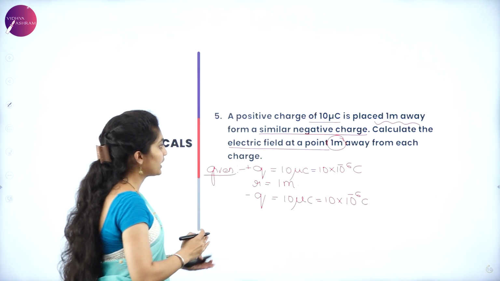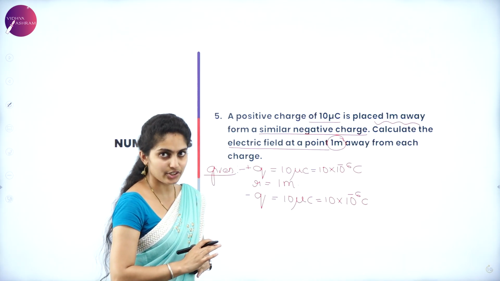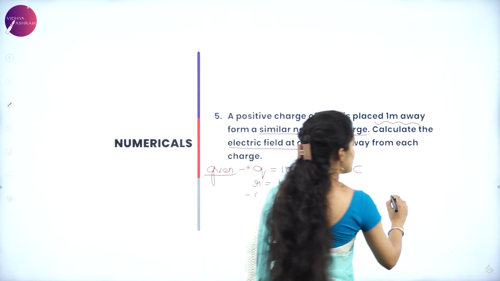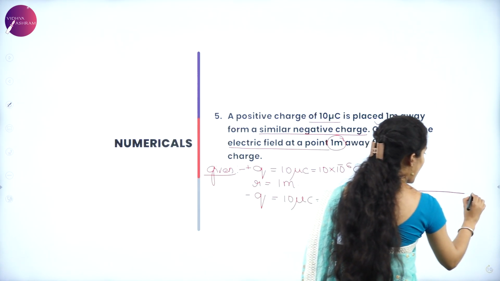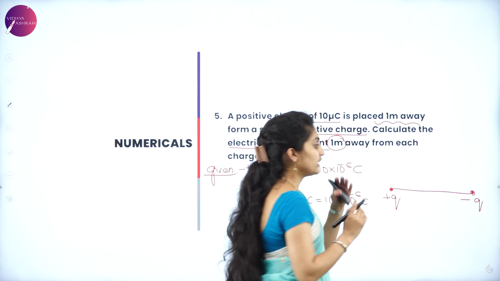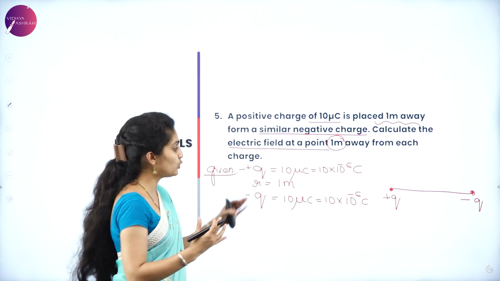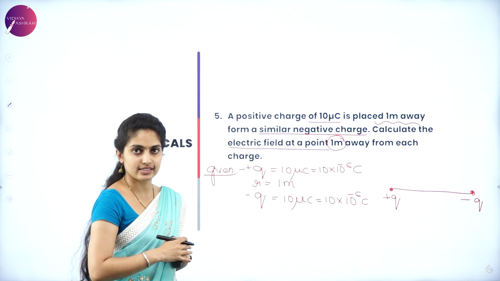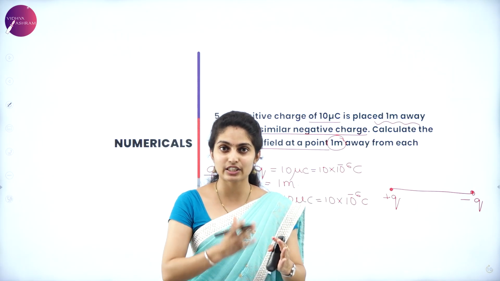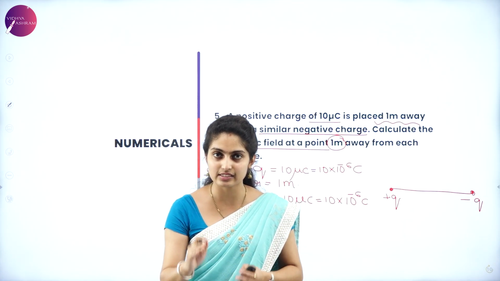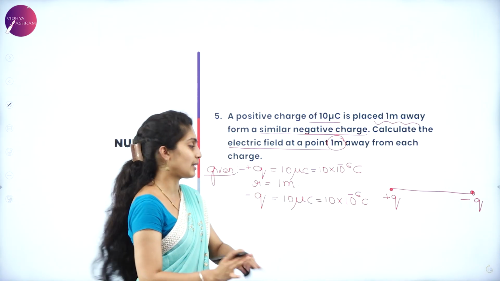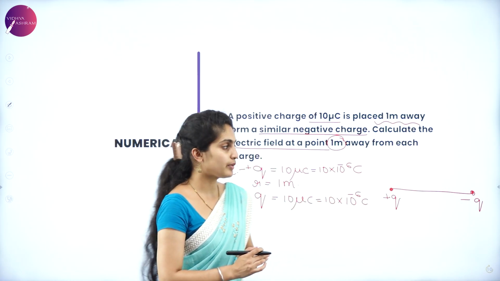We have to calculate the electric field at a point 1 meter away from each of the charges. So there are two charges, plus Q and minus Q. The negative charge is also of the same value, so I'm just writing 10 and 10 as it is over here. The negative charge consists of a minus, but since for the electric field we consider only magnitude, it cancels out. Instead of putting minus, you can just take it as 10. So now plus Q and minus Q are present over here.